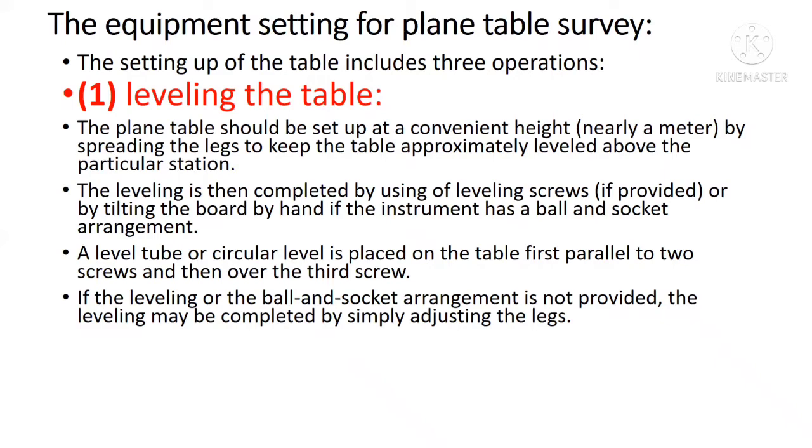Now the third is, if the leveling screws or the ball and socket arrangement is not provided, it means both of these first two options are not provided, you can go for the third option, and that is simply adjusting the legs of the tripod stand. Okay.